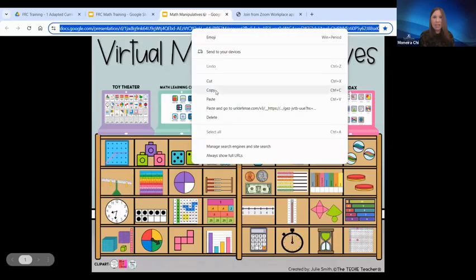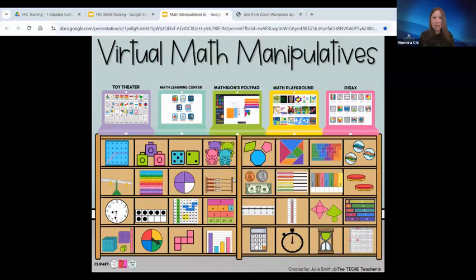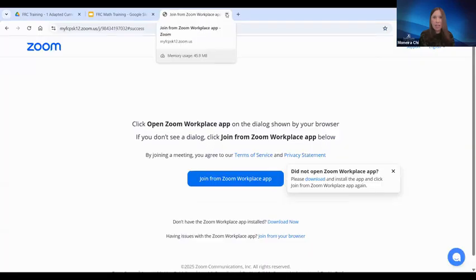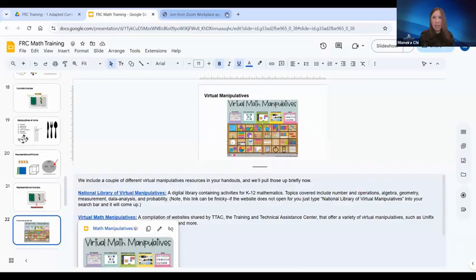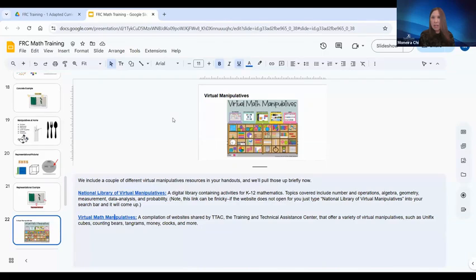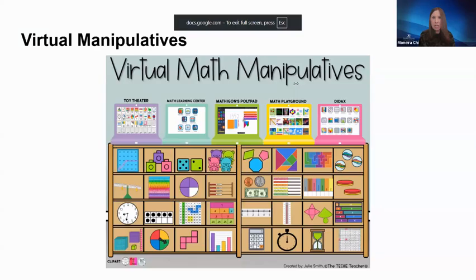I am going to copy and paste this directly into the chat so that you have it. But you have, again, those links in your notes too, in your handouts.